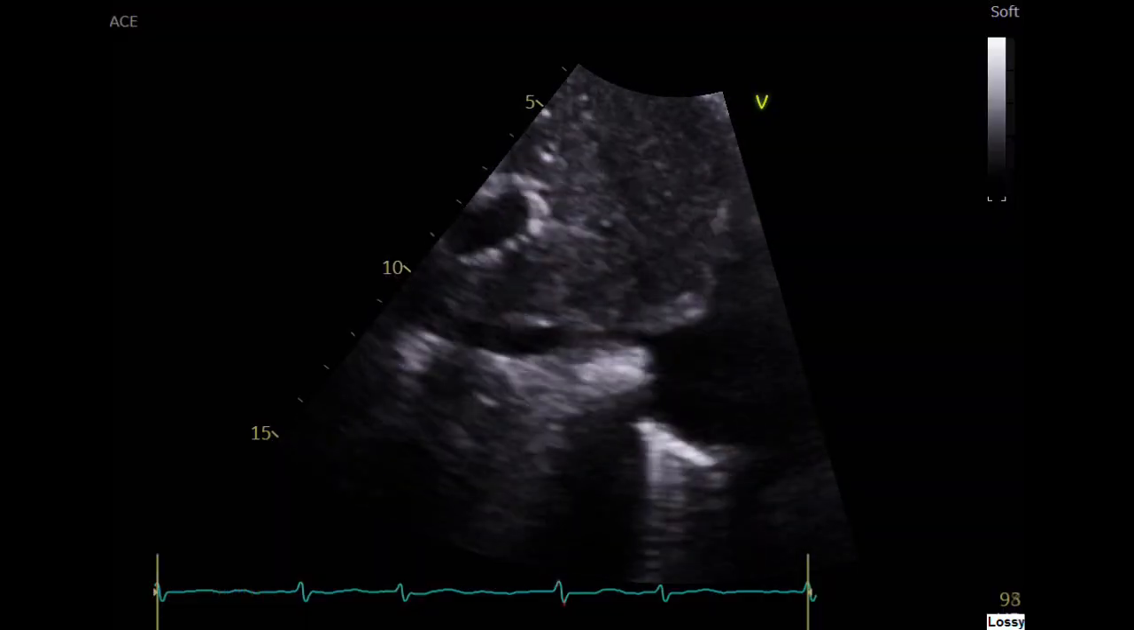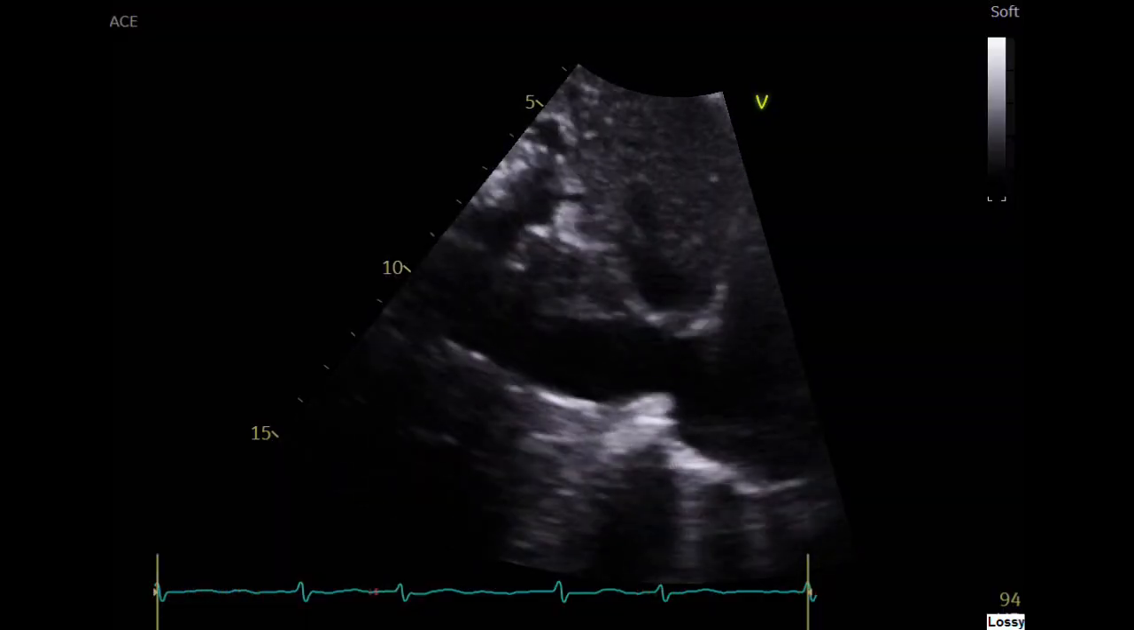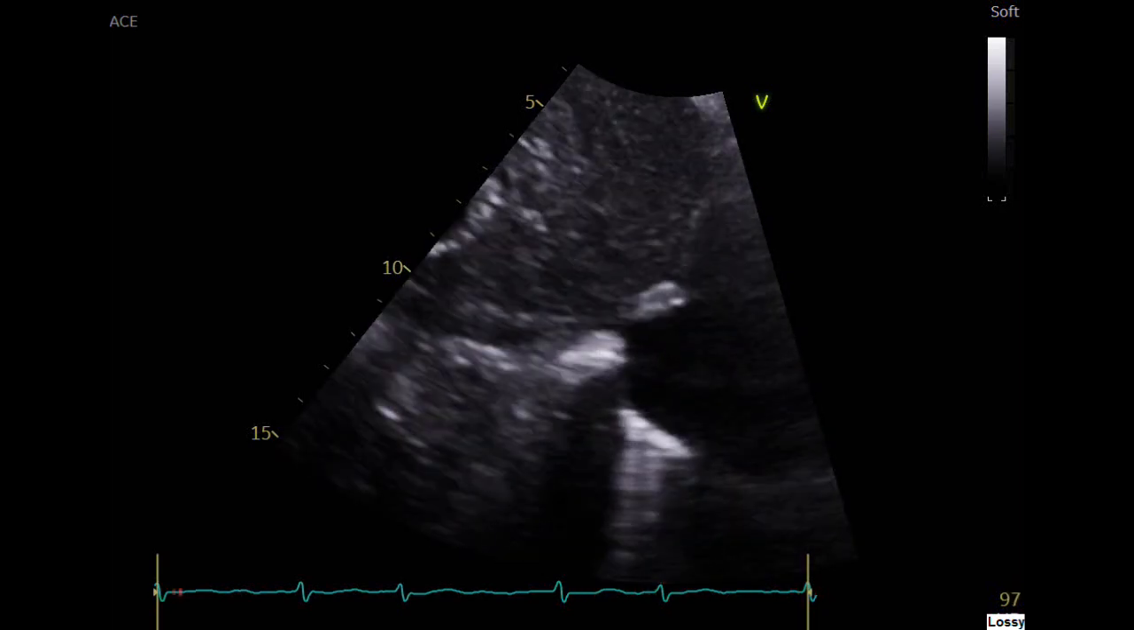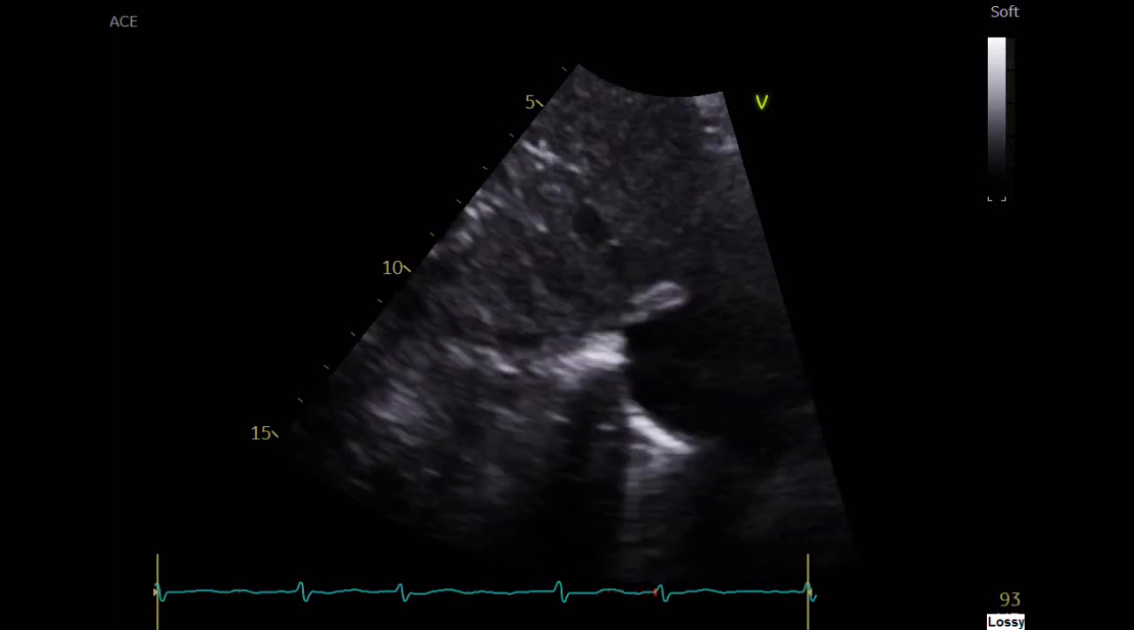Here you can see an inferior vena cava with normal size and normal inspiratory collapse.